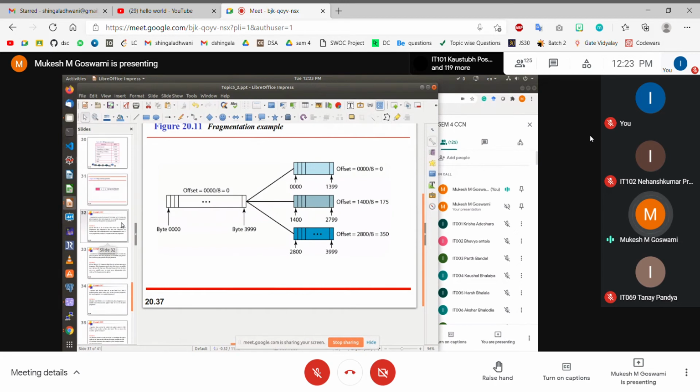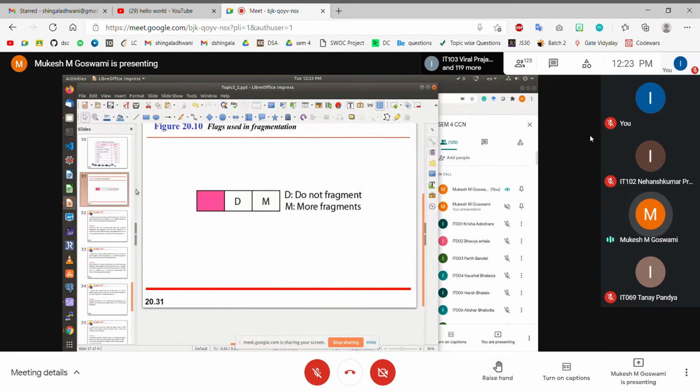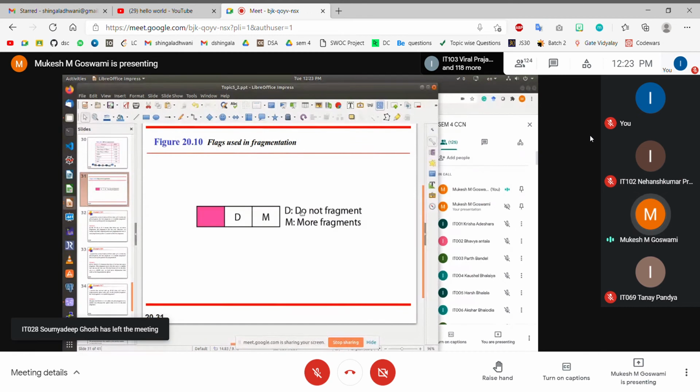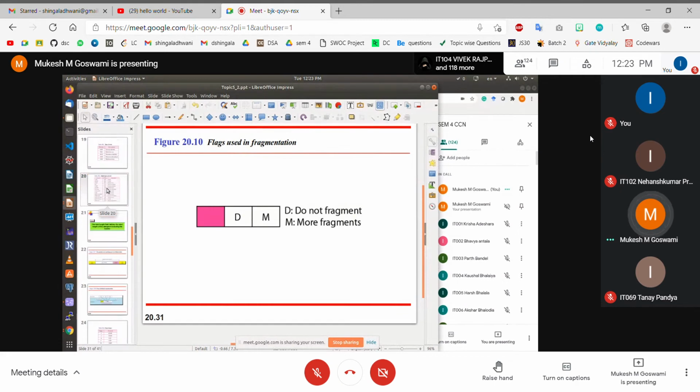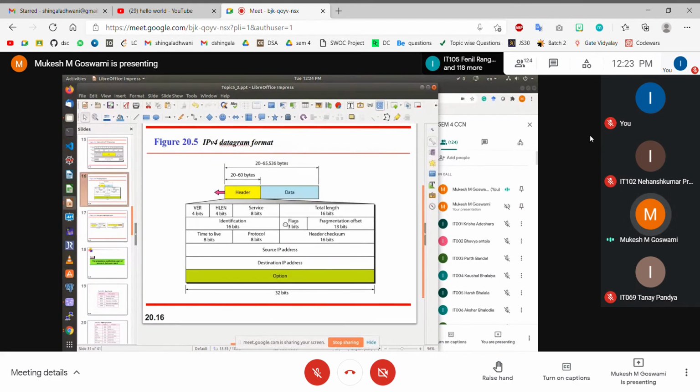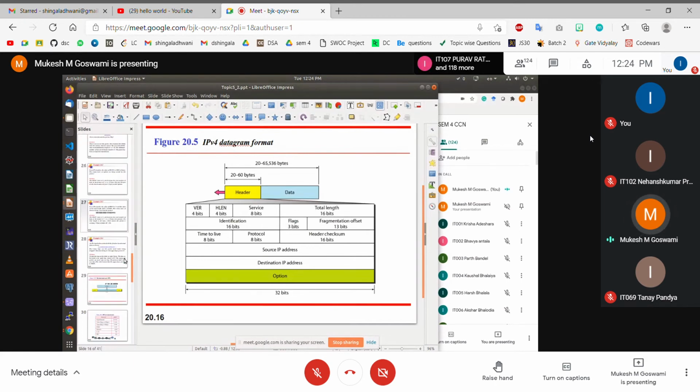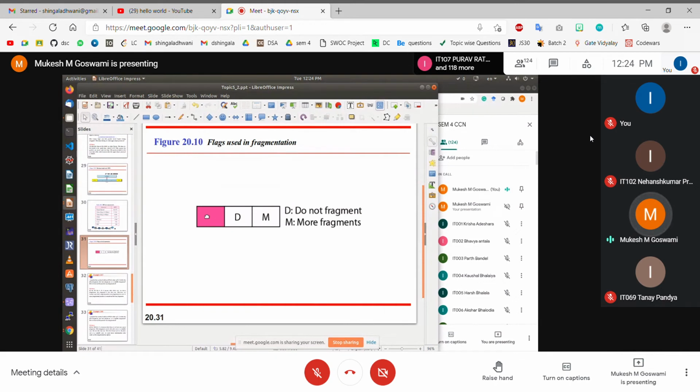In order to do this fragmentation, we will be using certain fields, and the most important one is the fragmentation flag. You remember that in your IP header, we discussed that there is a 3-bit flag. In this 3-bit flag, the first bit is not used. We are only using 2 of these 3 bits. The first bit is not used, the second bit is the D bit, and the third bit is the M bit. The D bit indicates the do not fragment bit, and the M bit indicates the more fragments bit.